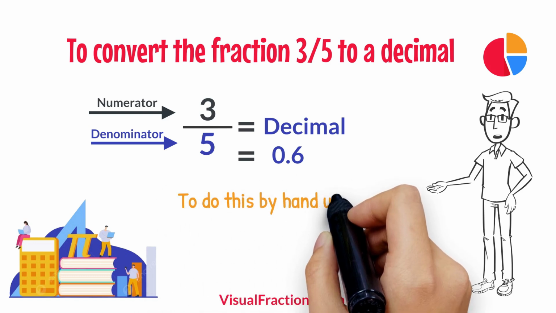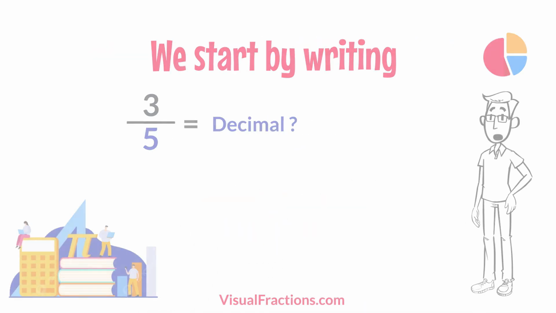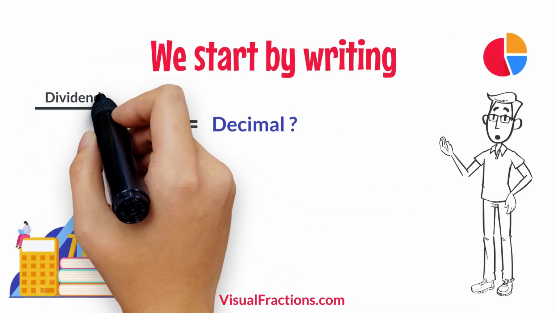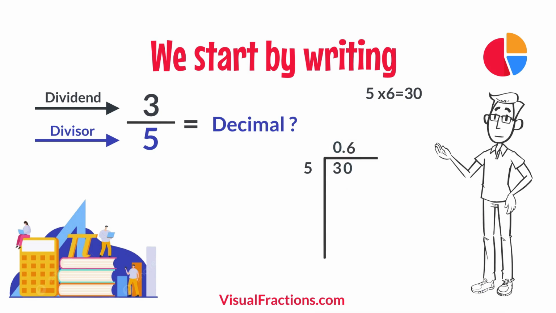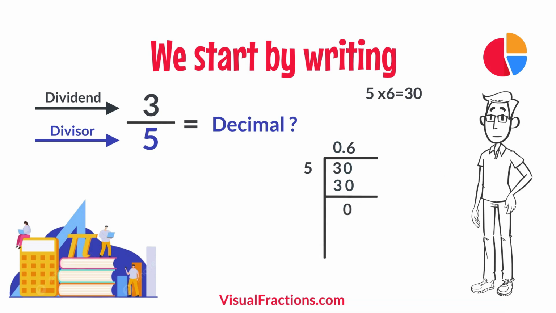To do this by hand using long division, we start by writing 3 as the dividend and 5 as the divisor. Since 5 doesn't fit into 3, we add a decimal point in our answer and append a 0 to 3, making it 30. How many times does 5 go into 30? Exactly 6 times. We write 6 after the decimal point in the quotient. Multiplying 6 by 5 gives us 30. When we subtract 30 from 30, we get a remainder of 0.